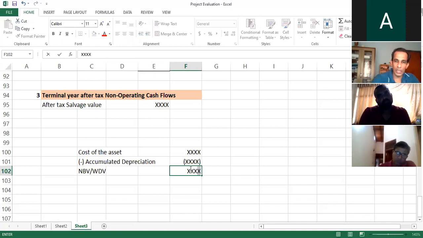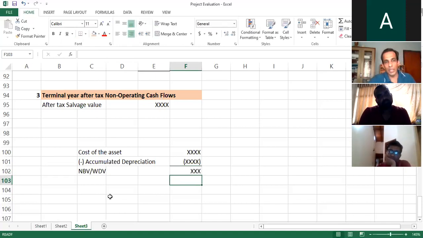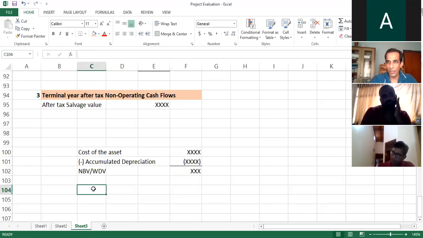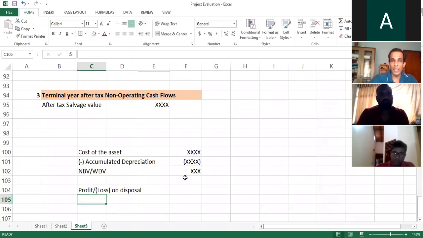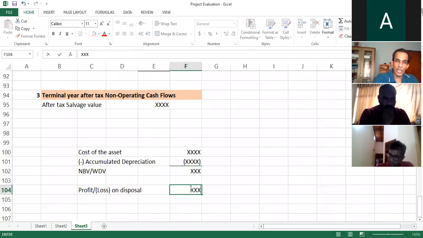When we get the net book value, that should be compared with the salvage, the expected selling price. Then we can identify whether there is a profit or loss on disposal. Because if the salvage value is more than the written down value, there will be a profit. If the salvage value is less, there will be a loss. That should be calculated. Once we calculate the profit or loss, we need to adjust tax.